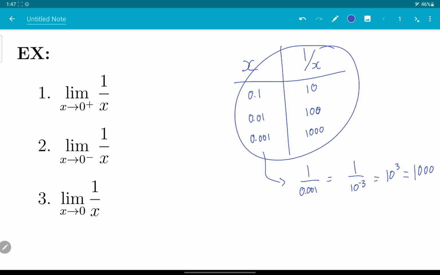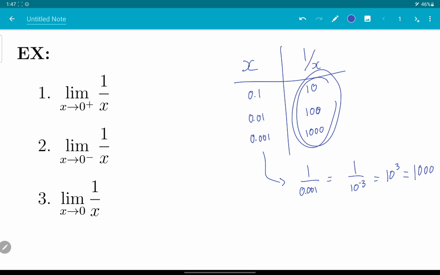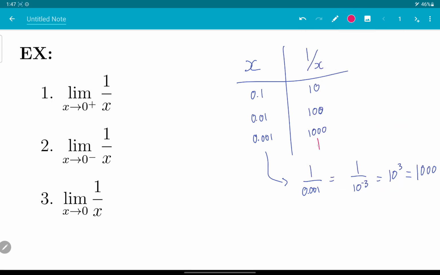Okay, so I look at what's happening here, and I can see that this list of numbers is getting bigger with no ceiling. So this is going to infinity. I'd write that the first one-sided limit is plus infinity, or just infinity if you want.